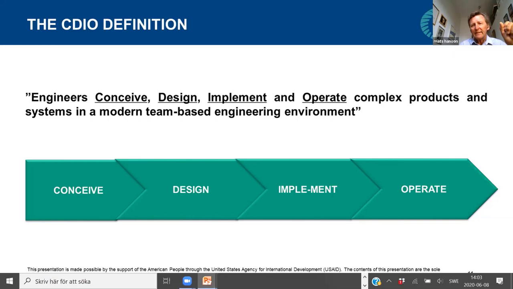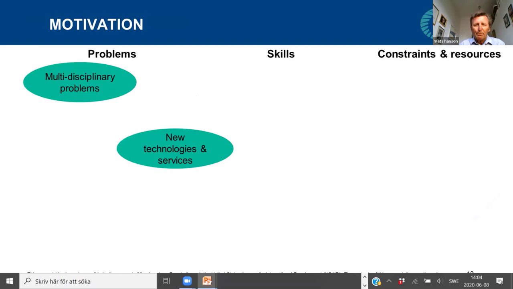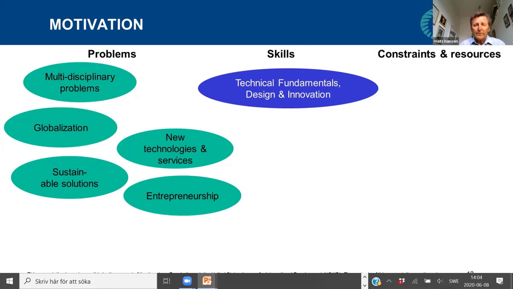So why did we start CDIO together with MIT from the Swedish side? We were looking into some changes in the 80s and 90s: we got more multidisciplinary and complex problems, new technologies and services, internationalization or globalization, and massive concern about the environment and sustainability. We also had the ideas at the universities that we should be more entrepreneurial and innovative, as we said before. We have the technical fundamentals, design, innovation, many different ways.